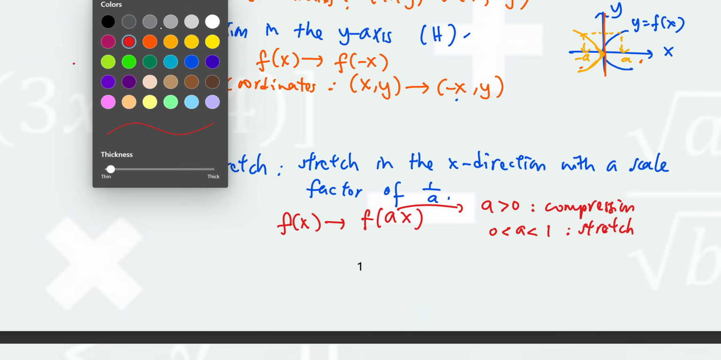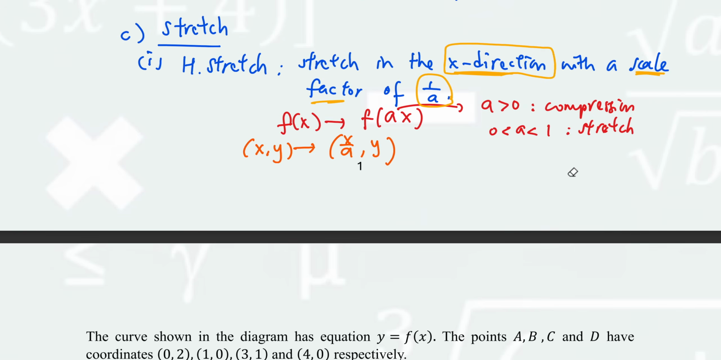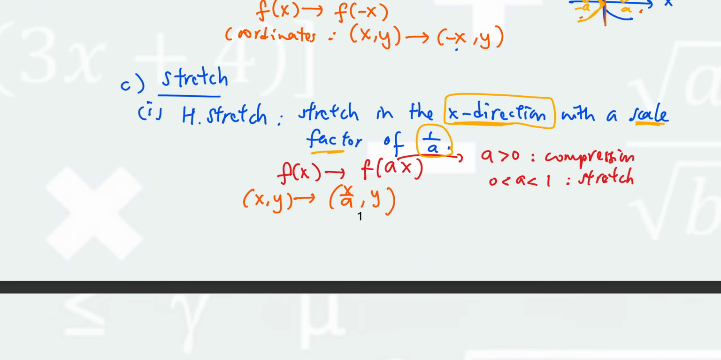So when you need to describe the stretch, you have to mention whether it is in the x direction or in the y direction and what is the scale factor. These will be the important keywords when you need to describe the stretch. Now what happens to the coordinates? (x, y) now becomes (x over a, y). This is a special case, horizontal stretch. The next one is going to be vertical stretch.